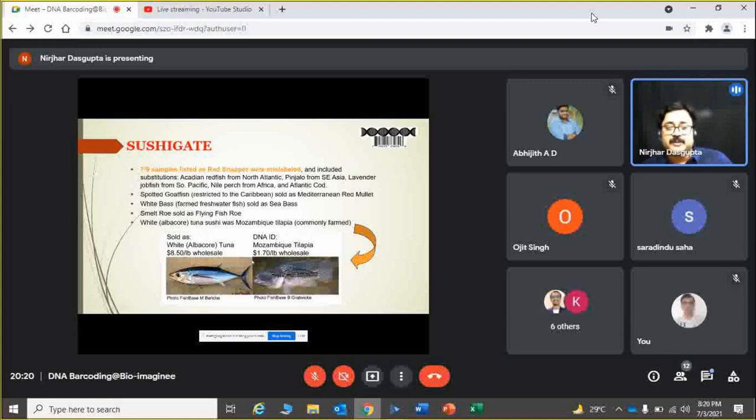And ultimately what they found out was that this particular shop was selling white albacore tuna, which is approximately $8.50 per pound wholesale price. Instead, the DNA study found out that particular fish was Mozambique tilapia, whose price is approximately $1.70 per pound. So that is a huge difference. The tilapia was being sold as tuna, because morphologically they were very similar to each other. This whole incident is infamously called sushi gate.